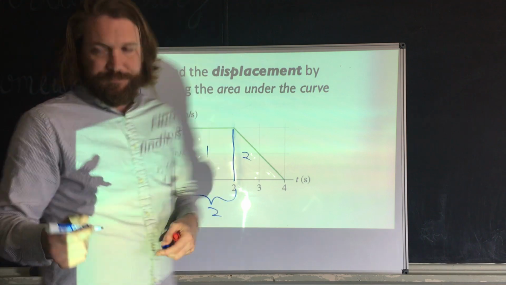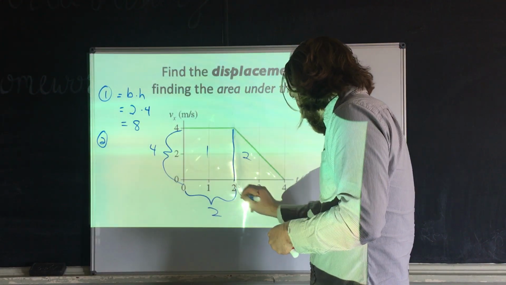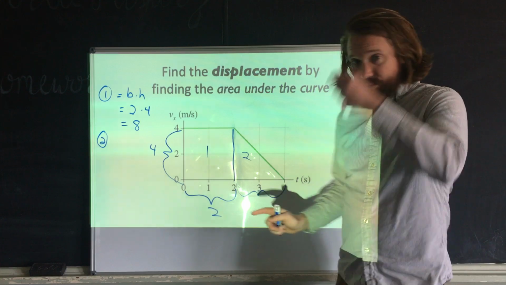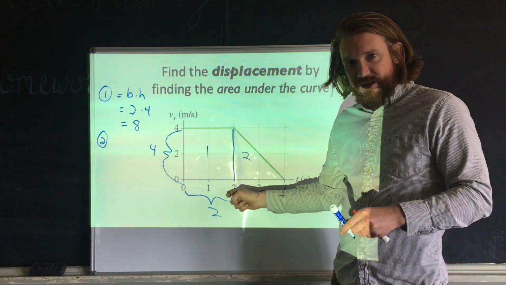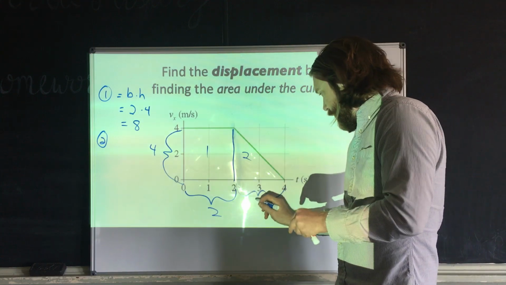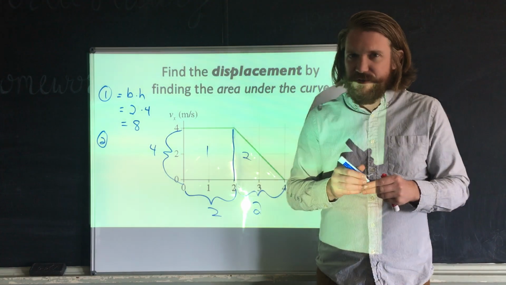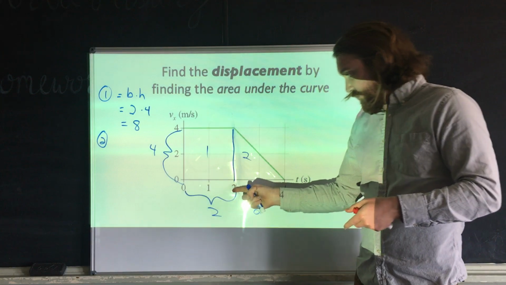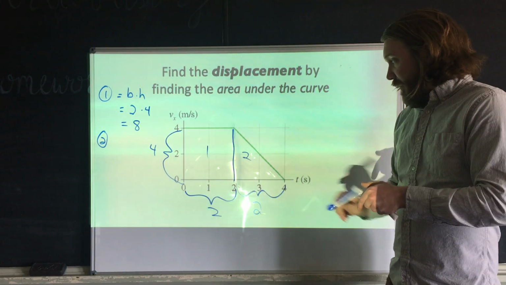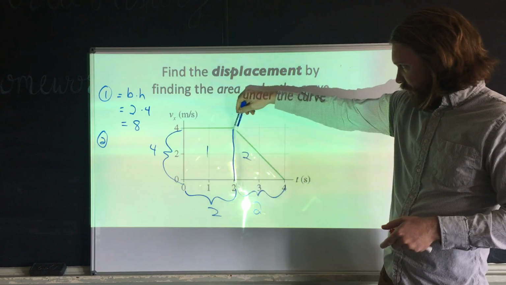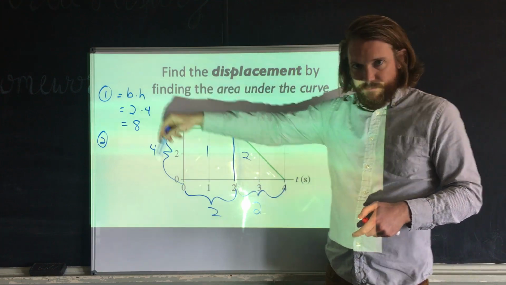For number 2, let's look at our base. Our base goes from 2 to 4. And remember, if you ever want to find this, you always take final minus initial. So 4 minus 2 is 2. And hopefully you see that, right? 2 to 3 is 1, 3 to 4 is 2. And our height is still the same, right? Our height goes all the way up to here, which is still 4.